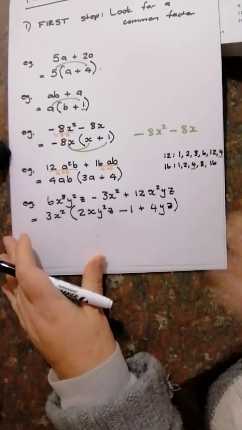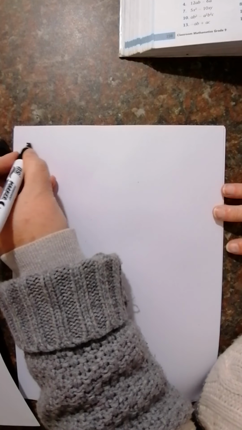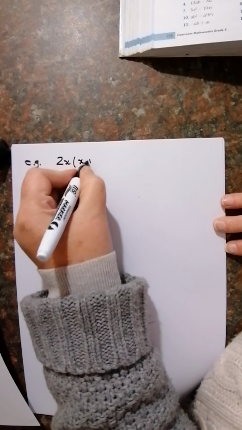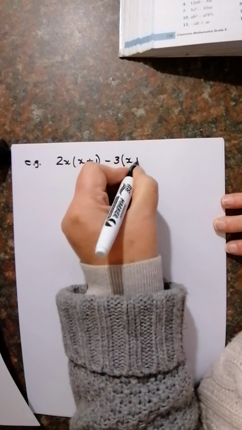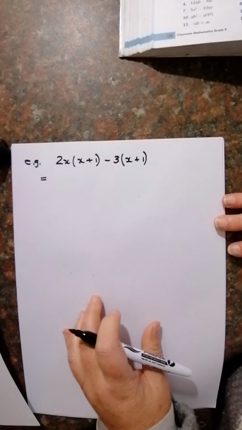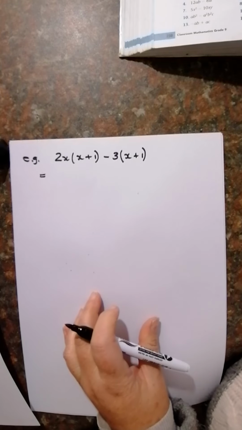Okay. Then the last one, okay, is where you have 2x(x plus 1) minus 3(x plus 1). Now remember, we're not doing distribution. We're not getting rid of the brackets. We've got to put brackets in. We're factorizing. Now have a look.